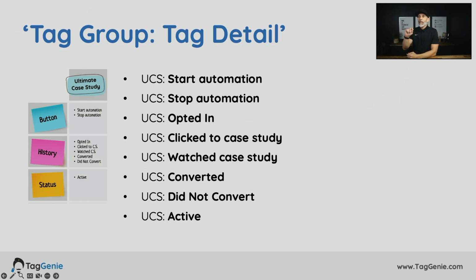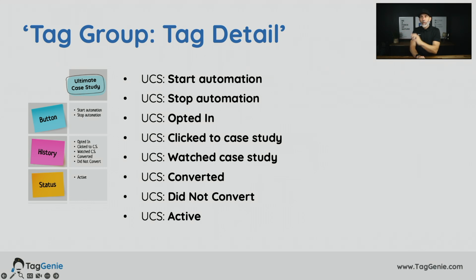UCS stop. UCS opted in. I could do UCS clicked. If it's in UCS, right? If the name says UCS, what else are they clicking to? UCS watch. What else are they watching? I don't need all those extra words. So I would even condense it shorter. The key though is this. We want them to be as short as possible without sacrificing clarity. There can be no confusion when I look at the tag, which tag group it's a part of, and then what the tag detail is.